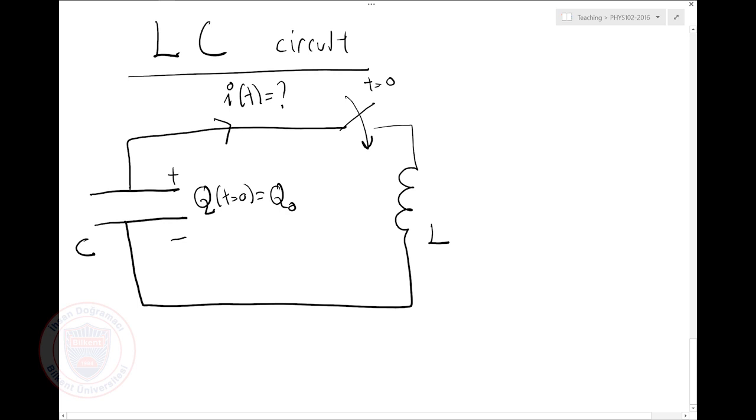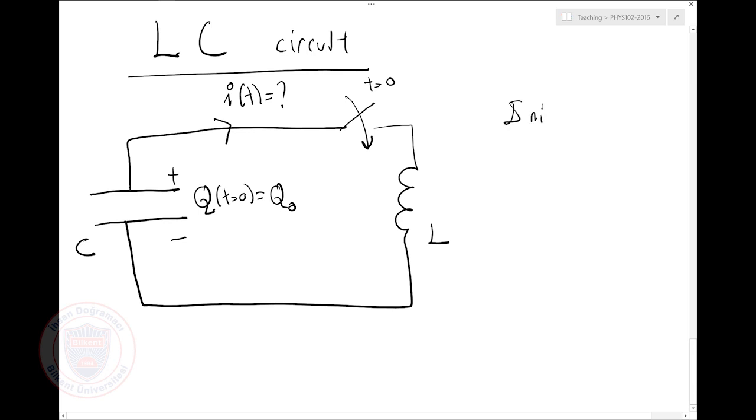Why? Because there is no resistance, and when I remove resistance from the circuit, there is no way to dissipate energy. Whatever initial energy I had in my system will be stored forever here. Obviously, this is an ideal model. Anytime you have a real circuit, you have wires, and those wires will have resistance. But let's say that this resistance is very small.